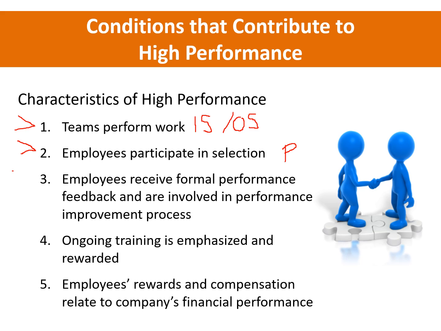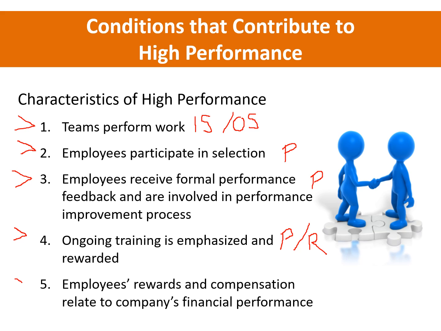Employees receive formal performance feedback and are involved in the performance feedback process. Again, this is related to the people aspect that we talked about before because our people are highly involved in their own development. Ongoing training is emphasized and rewarded. This is related to the people aspect that we talked about before as well, because we talked about training and development. But it's also related to the reward system, right? So how people engage in training is related to how they're rewarded.